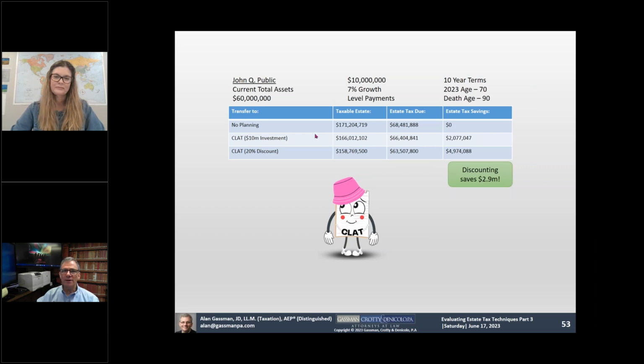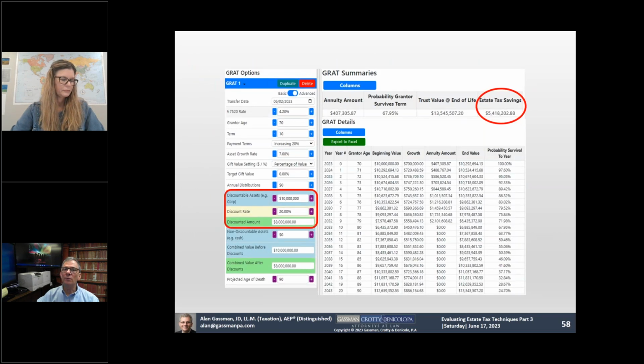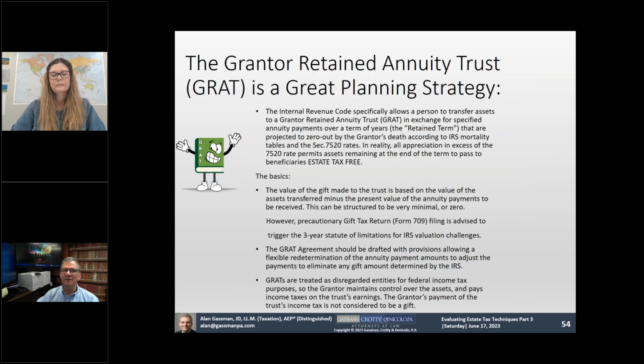All right, so here's 3 clats for you. No planning, $68 million. $10 million in a clat, where a lot went to charity and the state tax due is a couple million less, and then with a 20% discount. So nice thing.